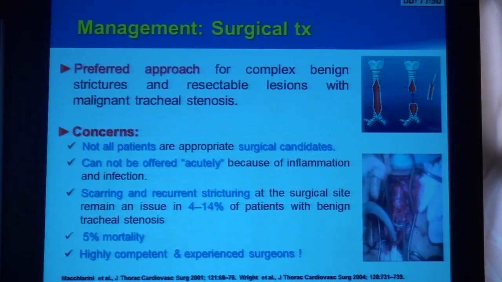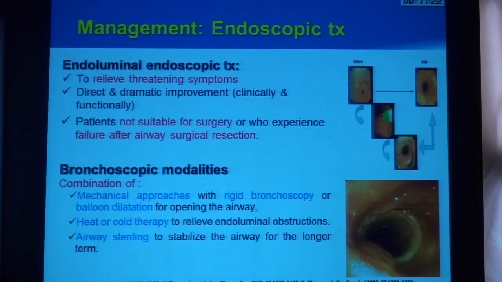There is scarring and recurrent stricture in up to 14%, mortality 5%. Not all surgeons accept this, and not all surgeons are competent to do this procedure. Endoluminal endoscopic treatment leads to relief of threatening symptoms. It leads to direct and dramatic improvement clinically and functionally, but it is suitable for patients who are not suitable for surgery or who experience failure after airway surgical resection.